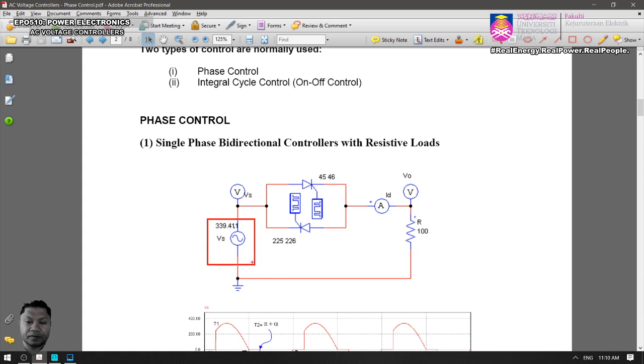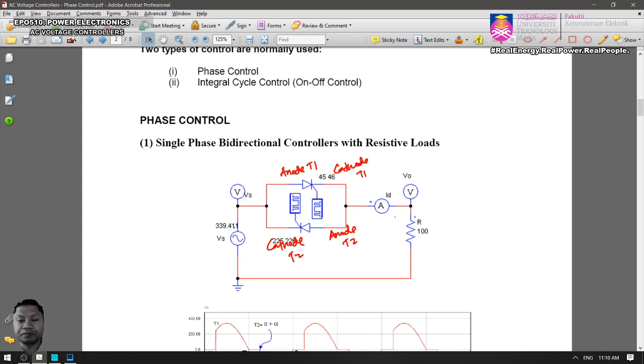All right, so for the resistive load, what we're going to have is the supply connected to two thyristors in inverse parallel connection. If you look at thyristor 1, the anode of thyristor 1 is connected to the cathode of thyristor 2, so it is common here. On the output side, the cathode of thyristor 1 is connected to the anode of thyristor 2. And then the output is connected to the load.